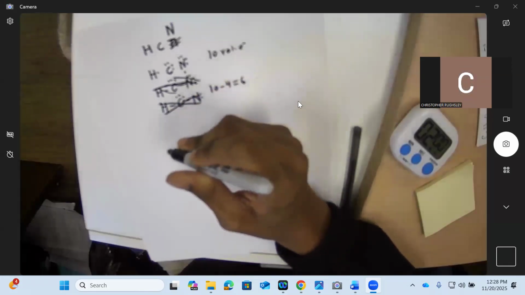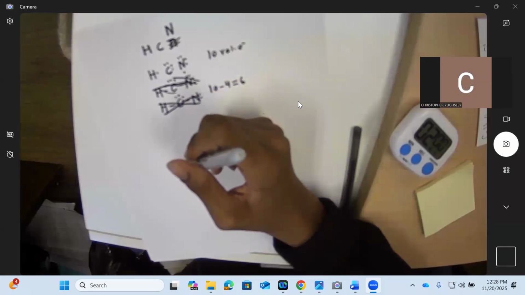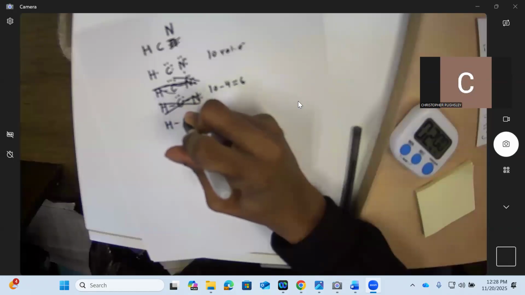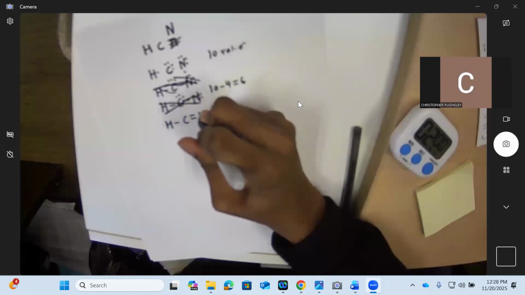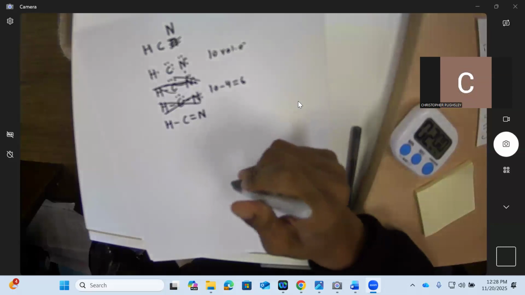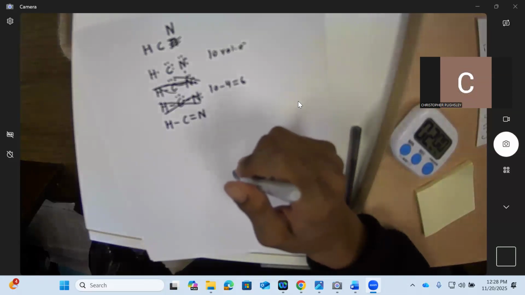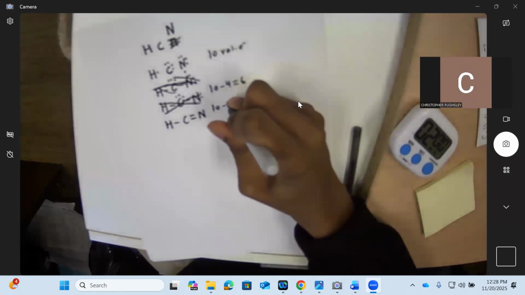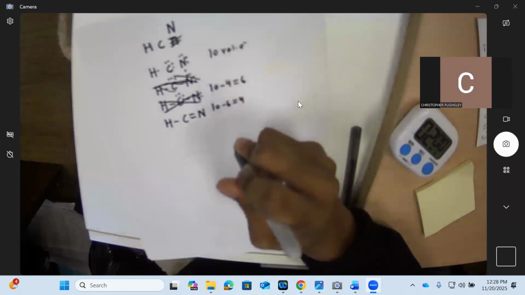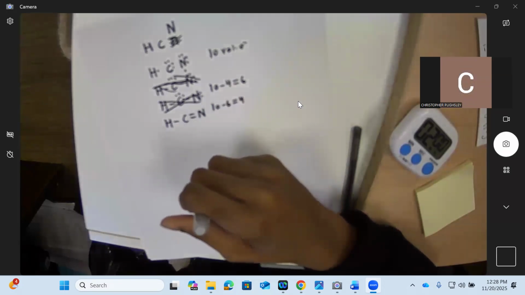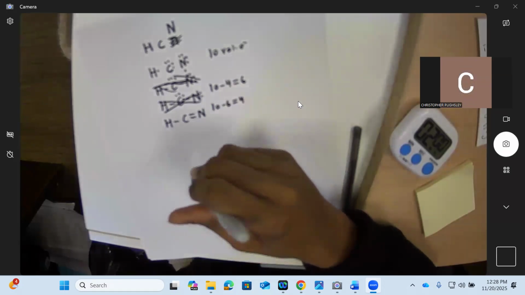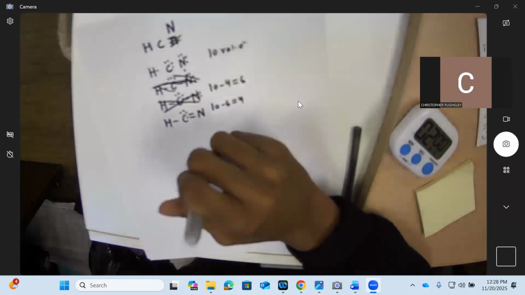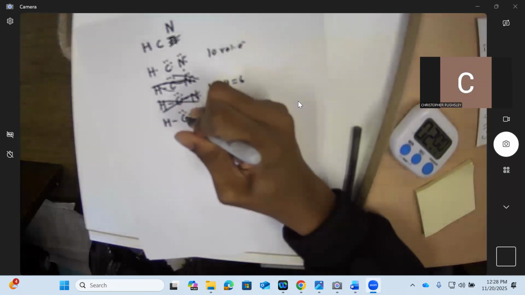Do H dash C double bond N. We're going to try that. Now I have 10 valence electrons. How many valence electrons do I have in bonds? 6. So 10 minus 6. I have 4 more valence electrons. Let's give carbon its octet. Carbon doesn't need that many. It only needs how many?